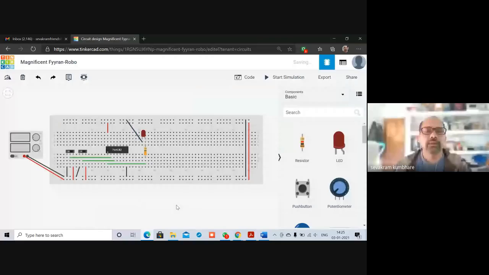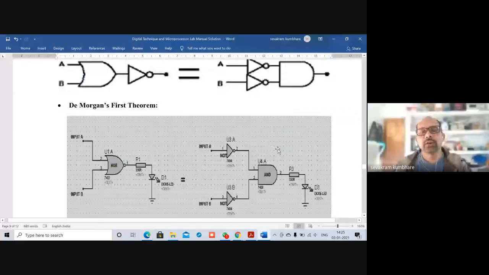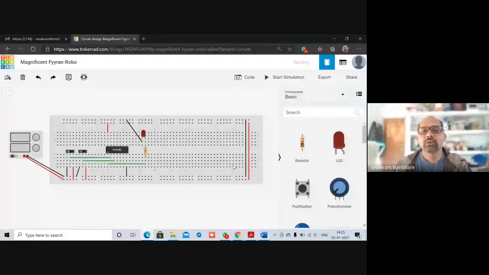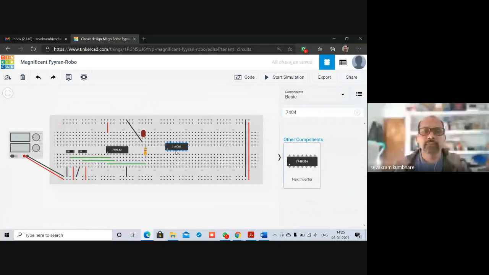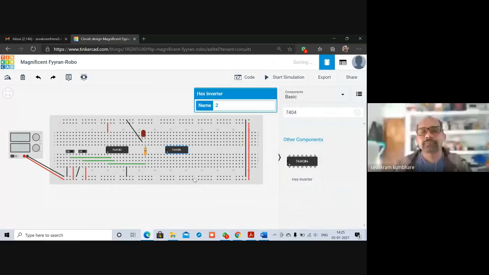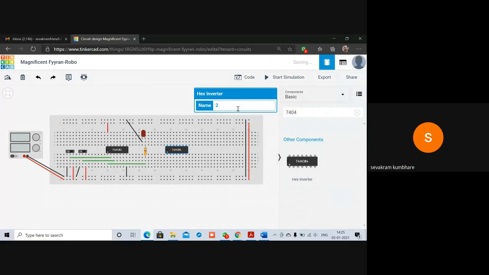Now we need to make the second circuit. So how to make it? In order to make the NOT gate, I need a 7404 IC. So I will search for 7404 over here, and this IC I am going to put over here. After that, I need a 7408 IC. I will search for 7408, and this I am going to put over here.